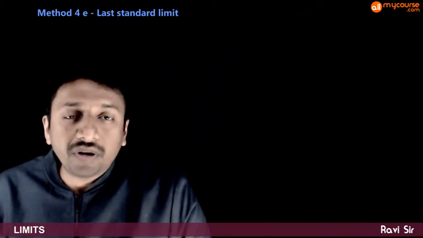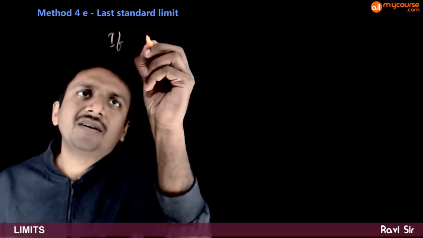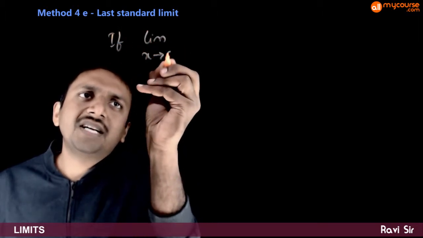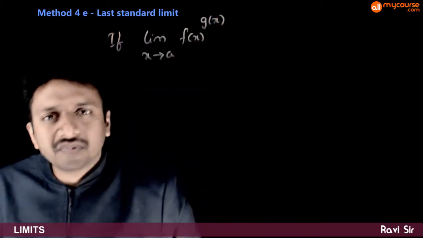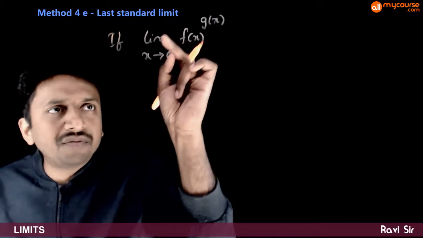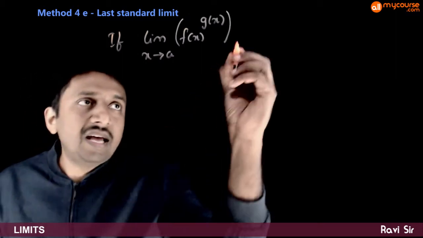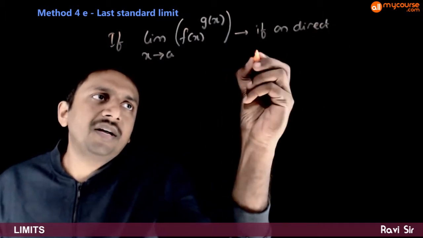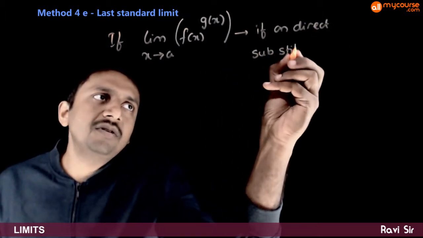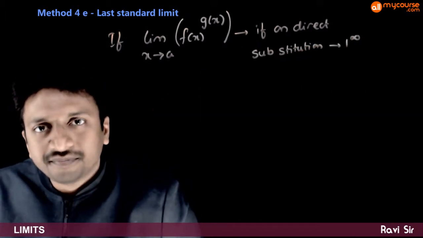With respect to this 1 power infinity model, you have one more important formula which you need to keep in mind. So if you have a limit of the form limit x tends to a, f(x) power g(x), and on direct substitution you get the 1 power infinity form.